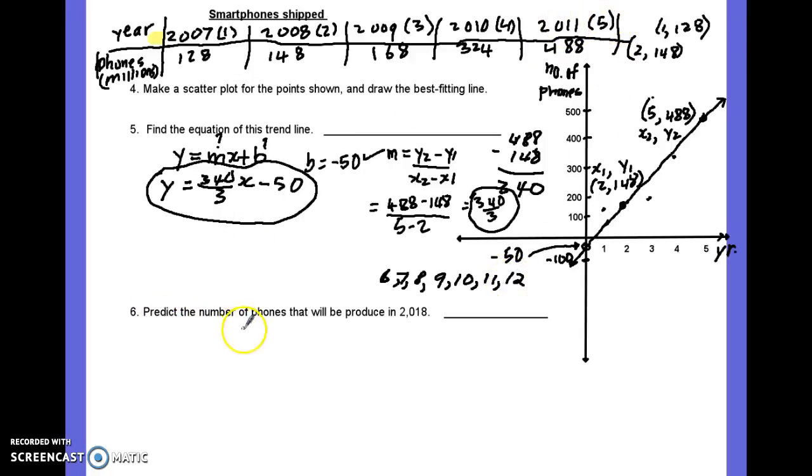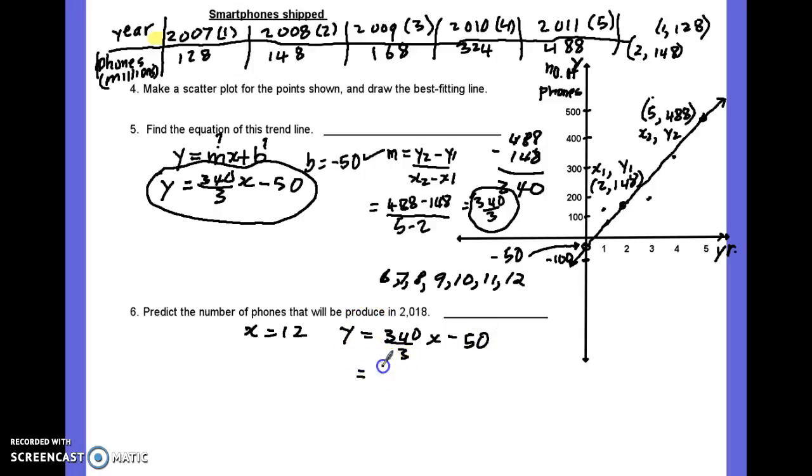So what we do here, we say, well, what's going to be the y value? This is the y here, for the number of phones when x is equal to 12. That's my year number. I want to use this equation, the one we just found or developed from the graph. y equals 340 over 3 x minus 50, or negative 50 as some might say.